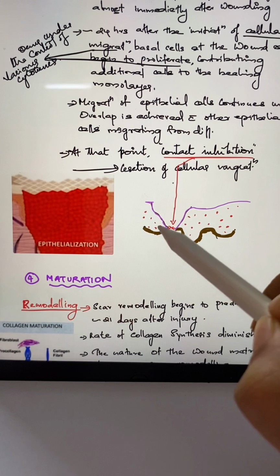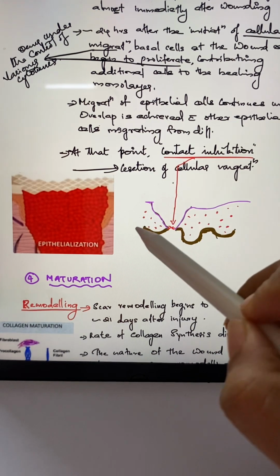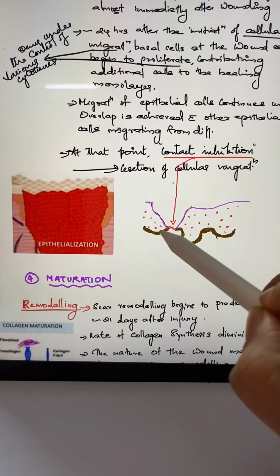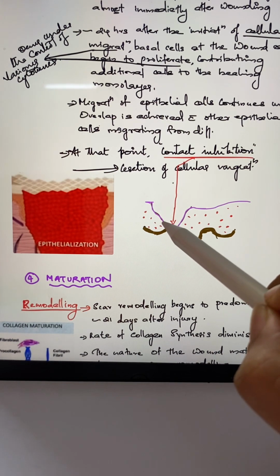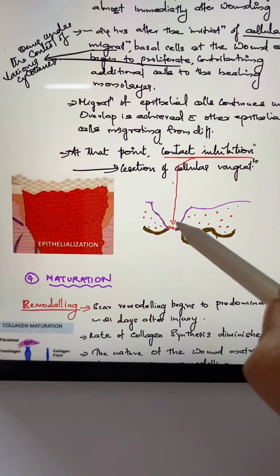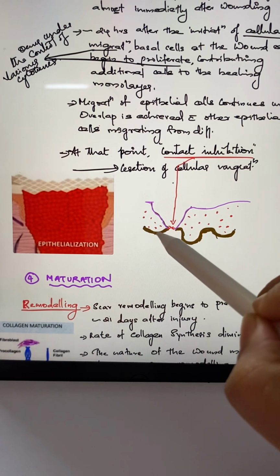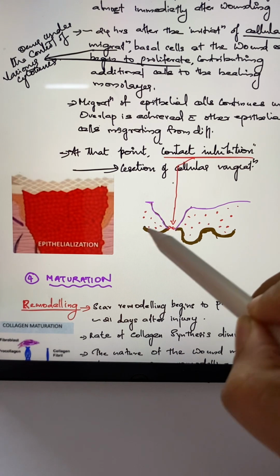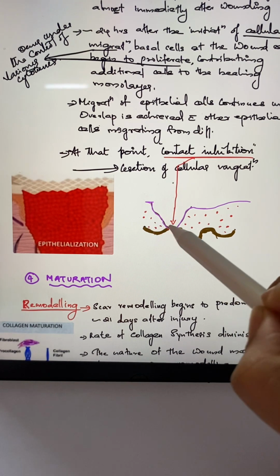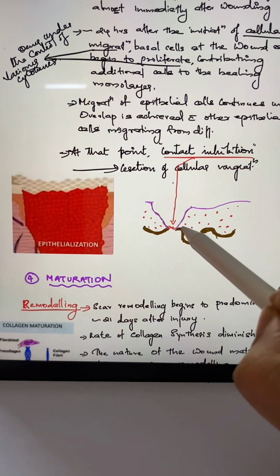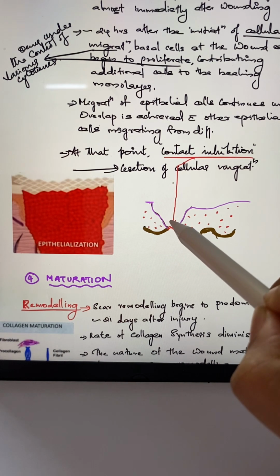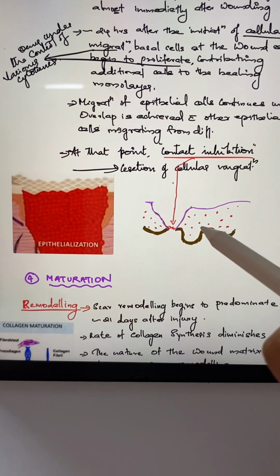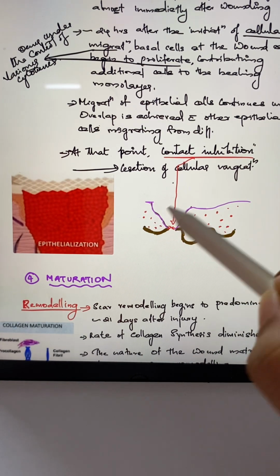So 24 hours after the initiation of cellular migration, these basal cells at the wound edge begin to proliferate, and they contribute additional cells to the healing monolayer. And these epithelial cells start to migrate, and now you can see the cells will start to migrate and continue until the overlap is achieved with the other epithelial cells migrating from the other area.